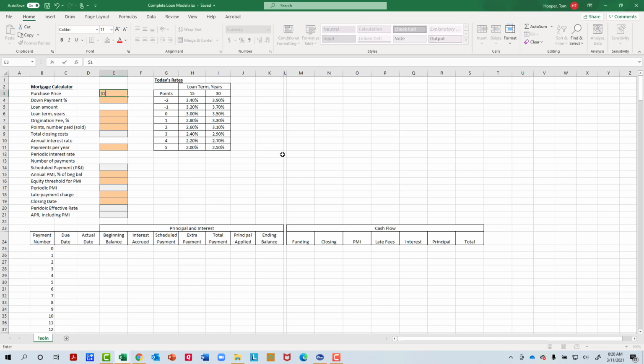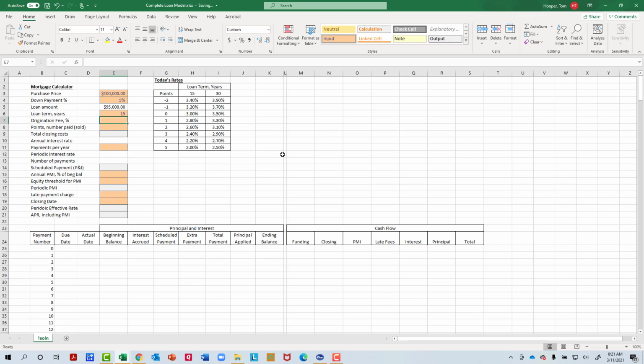I've already formatted a lot of these cells. So let's say we want to buy a $100,000 home. We want to put 5% down. That leaves us with the purchase price times 1 minus the down payment. And then we need to decide the length of time we'd like to pay off this house. It's going to be 15 or 30 years most likely, so we'll start with 15.